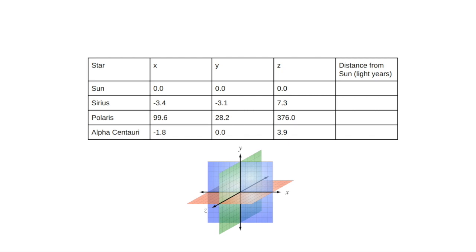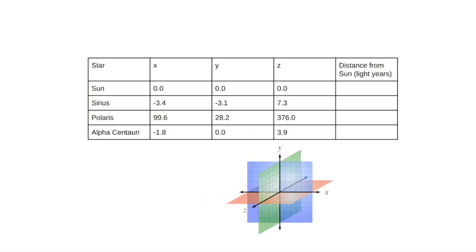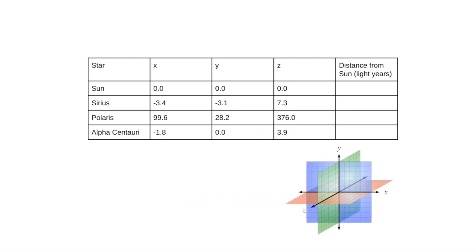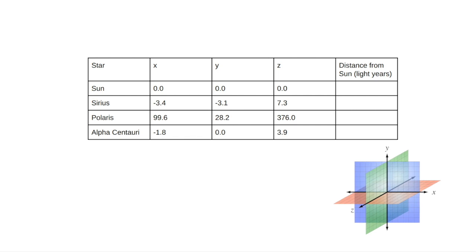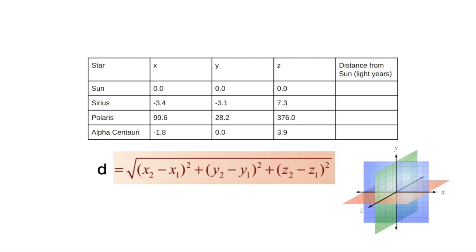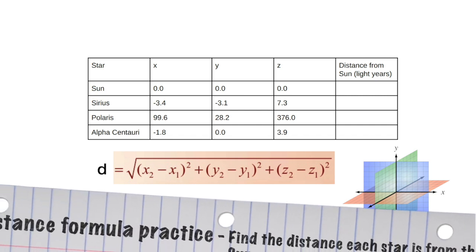Okay? Now the next step here is we need to calculate the distance. Well, we know the distance formula. Can we do it in 3 dimensions? Yes, we can. Here's what the distance formula looks like with 3 dimensions using x, y, and z coordinates. All right, can you help me out here? If I give you these coordinates, can you find the distance in light years that these stars are from the sun?